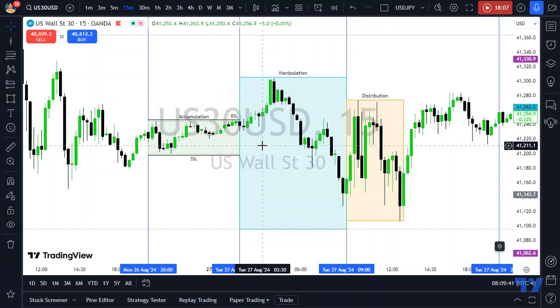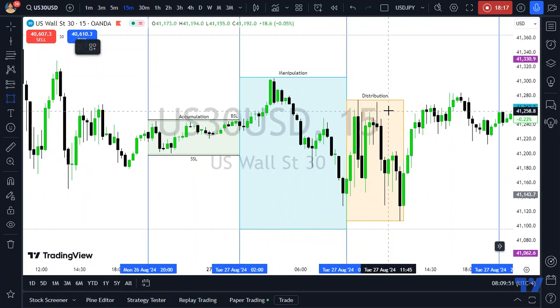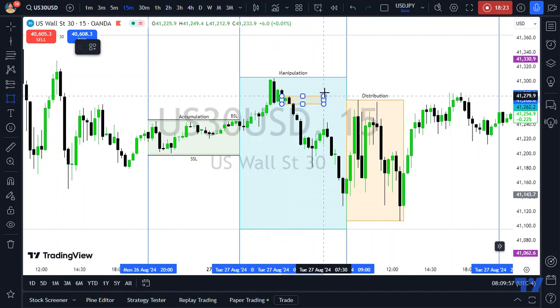The New York session comes in with manipulation, where price takes out buy side first and then targets sell side. As you can see, we swept this liquidity and we have expanded lower. The next phase is the distribution phase. When price expanded lower, we were left behind with this order block up here, or you can use the fair value gap that is resting below the order block.